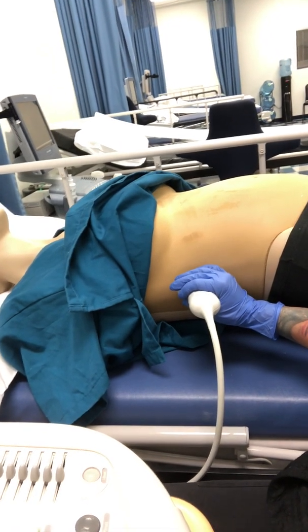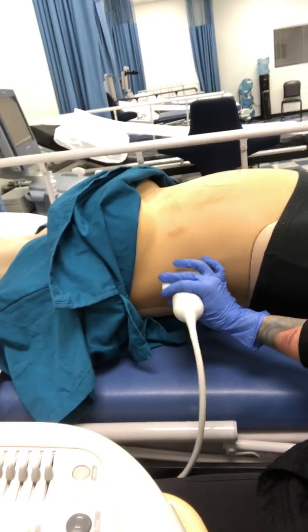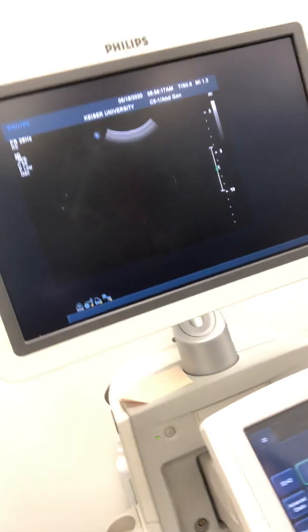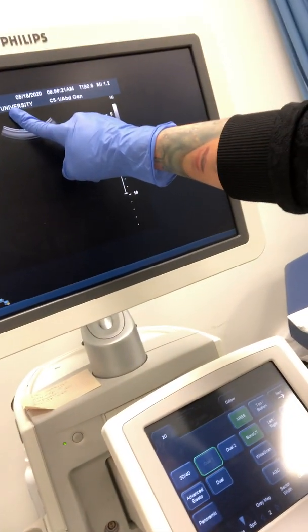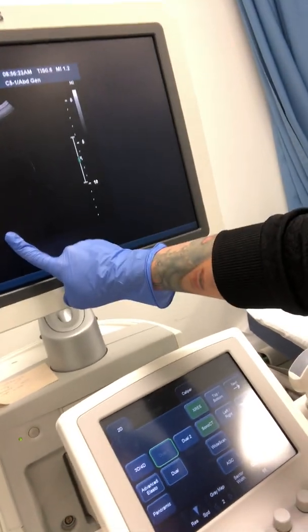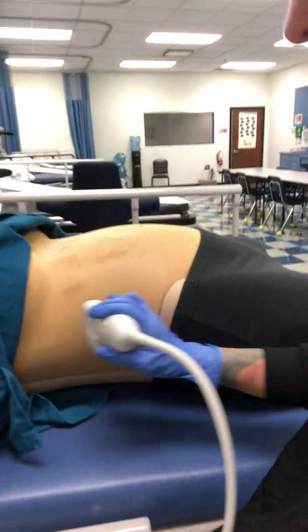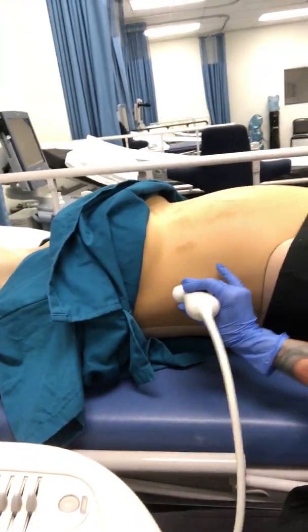So that would mean the left-hand side of the screen would be superior, and then the right-hand side of the screen would be inferior. The top of the screen would be lateral, and again, right lateral, because that's what side I'm scanning on, to the medial aspect of the patient. Now let's say we are in transverse, because we know that in sagittal, nothing really changes as far as our notch still pointing towards the head.